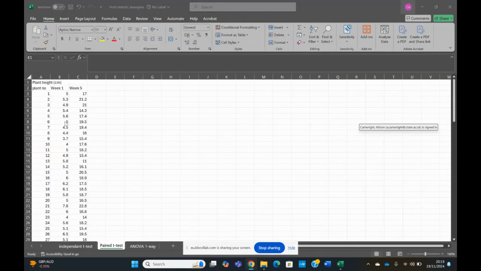Every row relates to a different individual plant. Therefore, it's the same individuals and it's a paired result because we can compare these two values together. We're not just looking within the whole column.